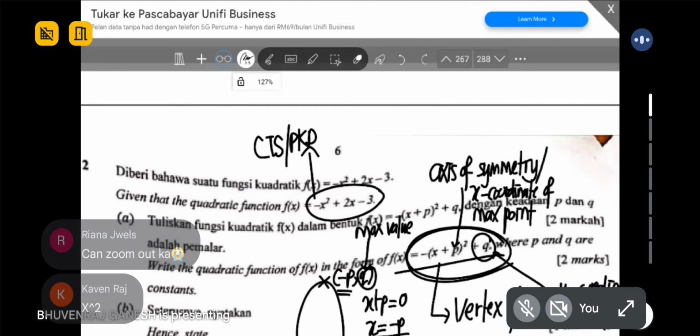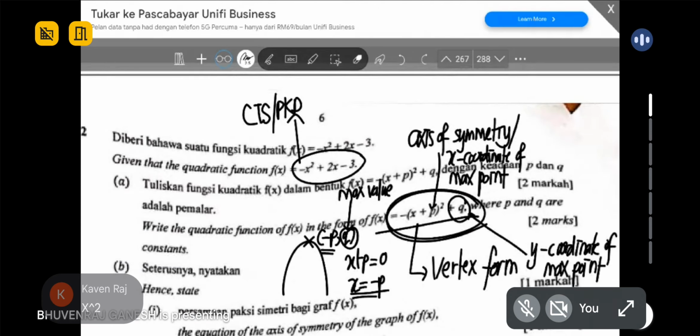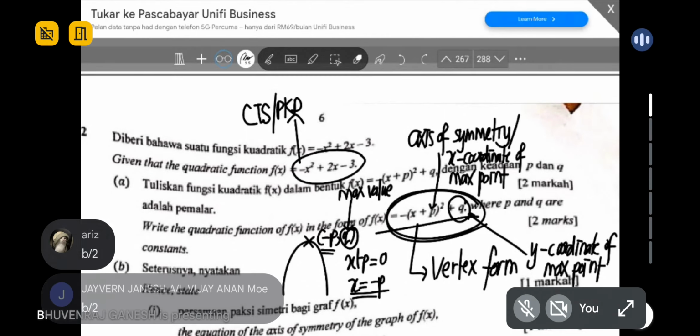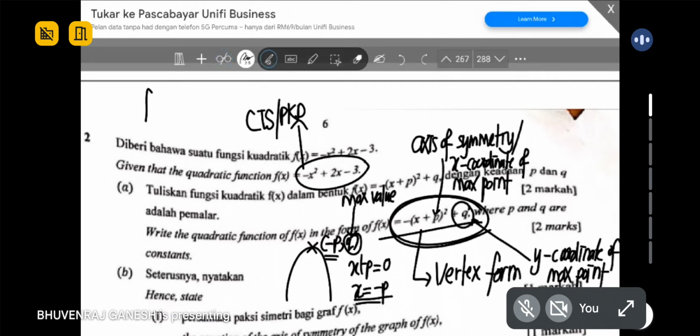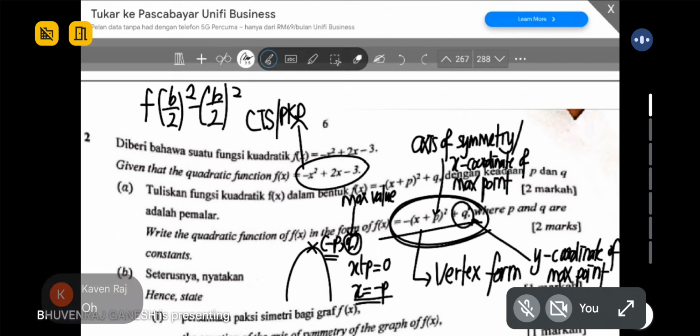Okay, can. What's the second step? Okay, second step is plus B over 2 square minus B over 2 square. Remember, guys. The second step is you plus B over 2 square minus B over 2 square. And then third step, langkah ketiga, what to do?